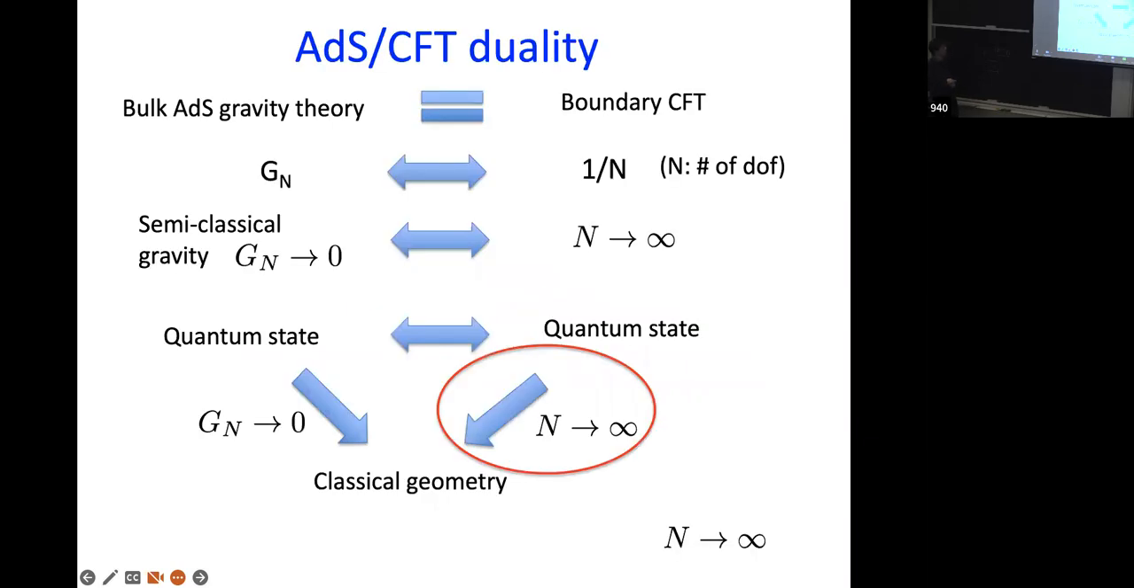Then let me also say a few words about the duality in the large N limit. I emphasize that what we want to see is, in the infinite limit, what happens, how the spacetime geometry arises, and we want to understand the emergent physical and mathematical structure.